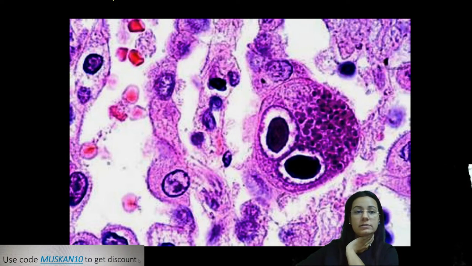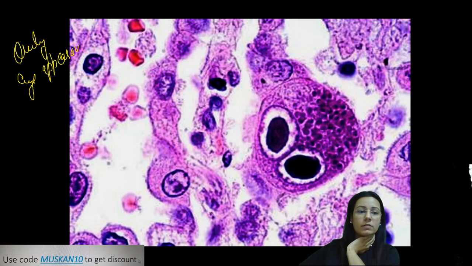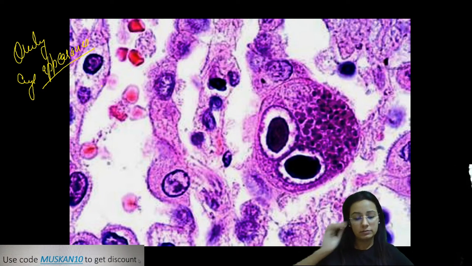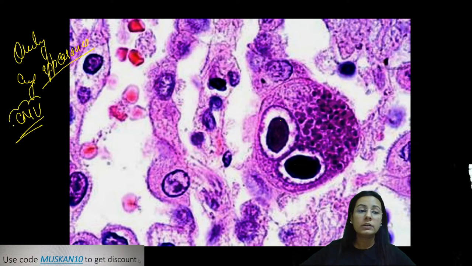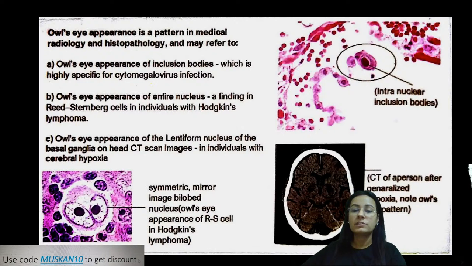This is what? This is the owl eye appearance. ठीक है, and owl eye appearance with intracytoplasmic and intranuclear inclusions that is seen in the cytomegalovirus. Now, what are the other sets of infections where the owl eye appearance is seen?